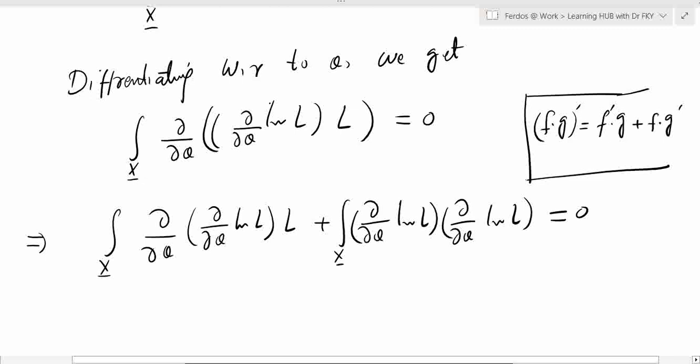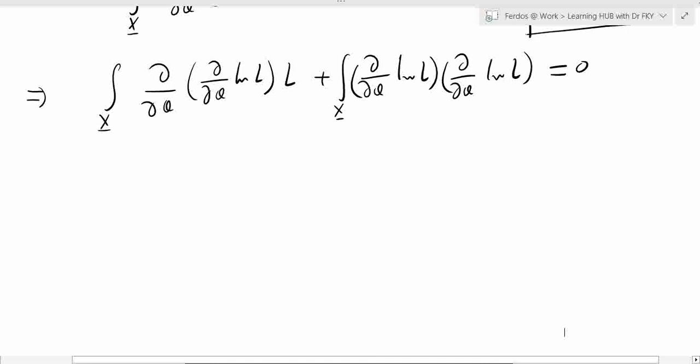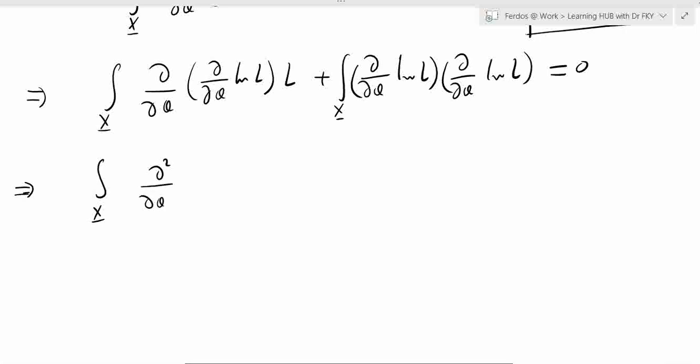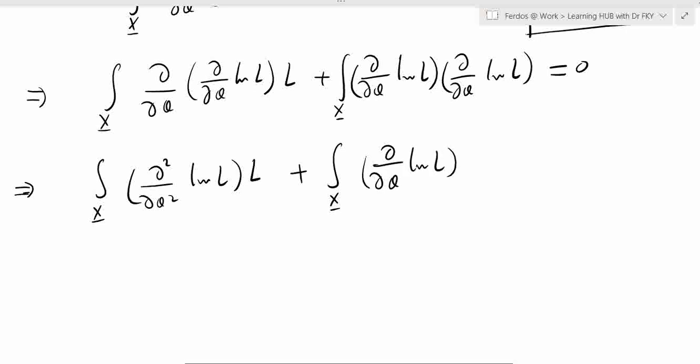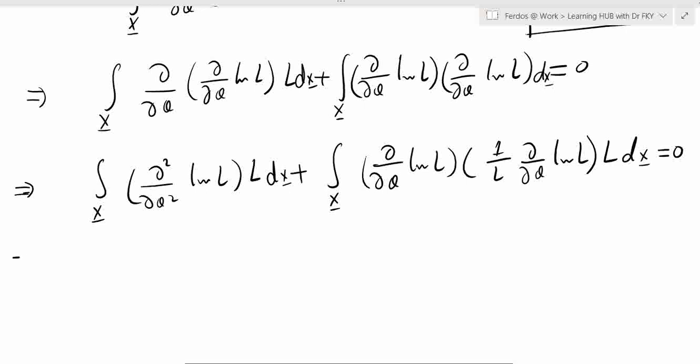Now you can see that you can write this as the second partial derivative with respect to theta of natural log L, times L, plus, you can write this as it is and multiply and divide with L. So this means 1 divided by L, partial derivative with respect to theta of L, multiplied by L. And remember that you need to write dx with both, equal to 0.